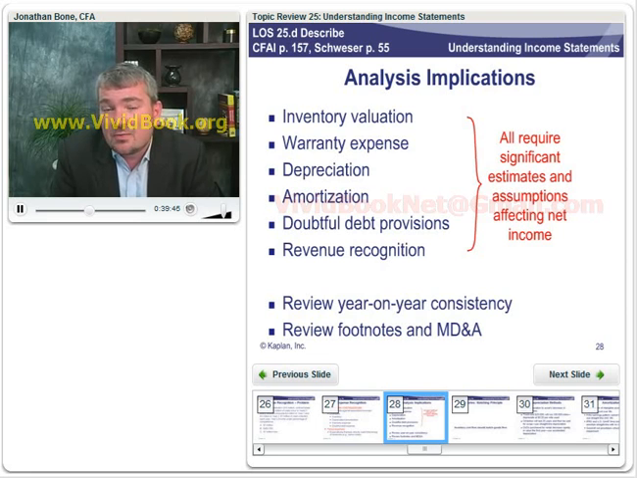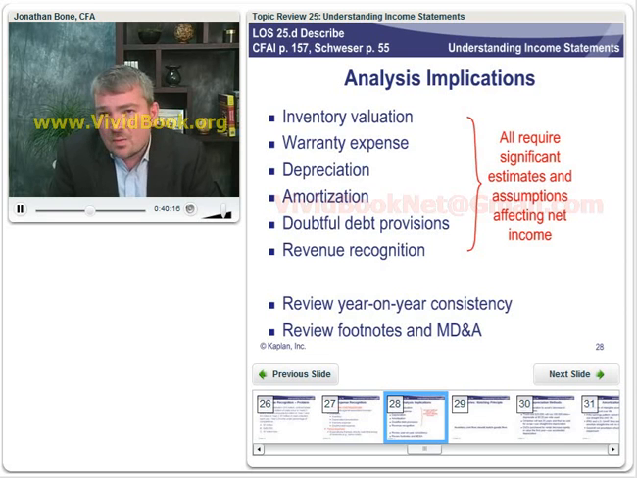Amortization really is just the depreciation of intangibles, so again it's affected by the estimated life of the asset that we use. Doubtful debt provision. Do you know what proportion of customers won't pay you? The answer is no, not when you make the sale, so it is an estimate based on past experience. Our revenue recognition methods had assumptions and estimates. They had a reliable estimate of total cost in there, and of course that was an estimate.